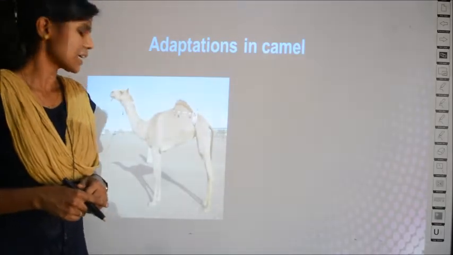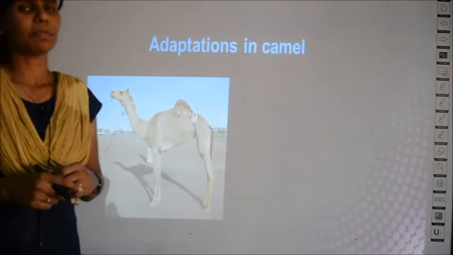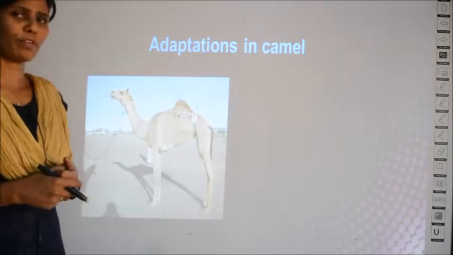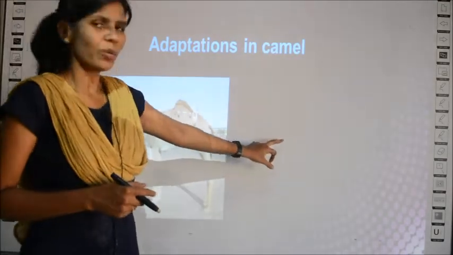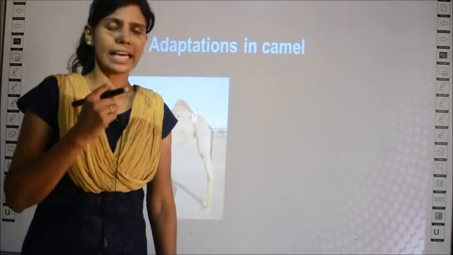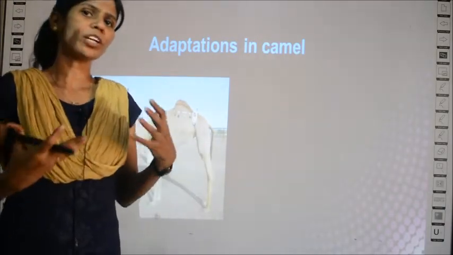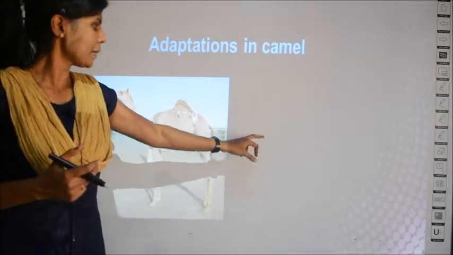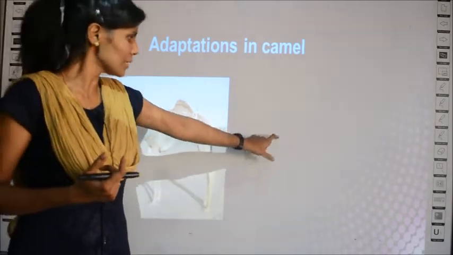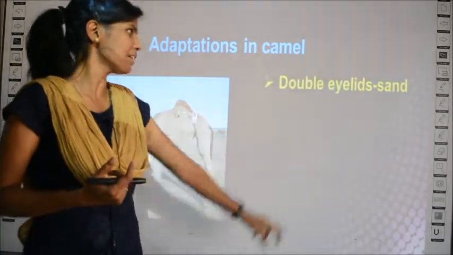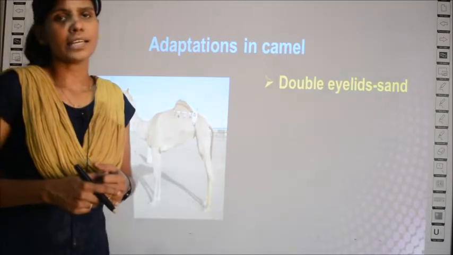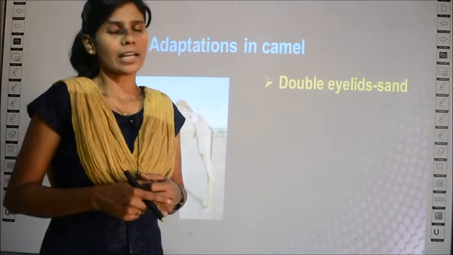And the last one, as we all know, the most predominant animal in the desert is the camel, the ship of the desert. So what are the adaptations in camels, and why can you find more camels in a desert place? They have many adaptations when compared to other animals. The first adaptation is they have double eyelids.